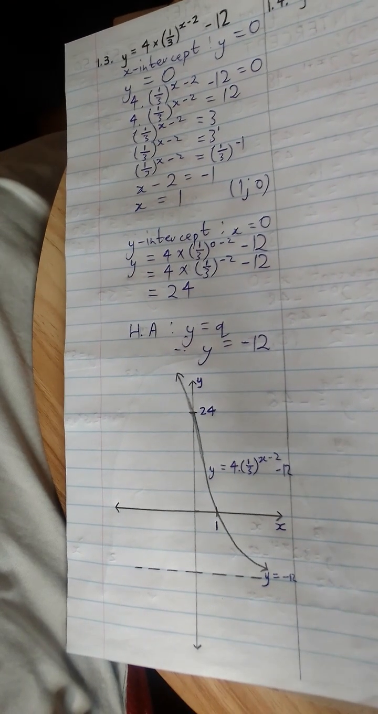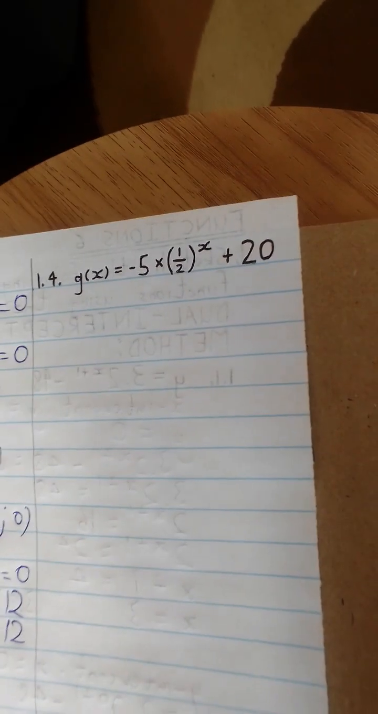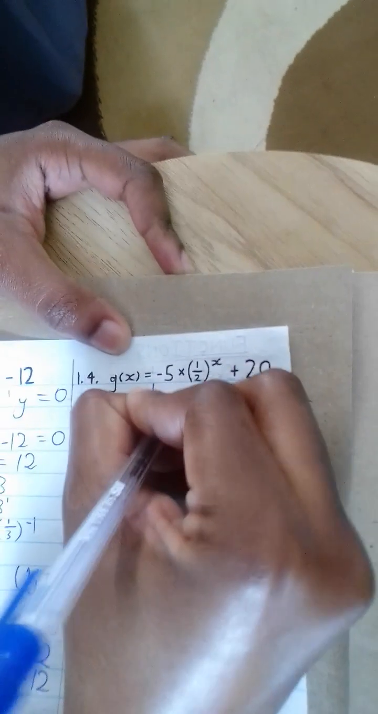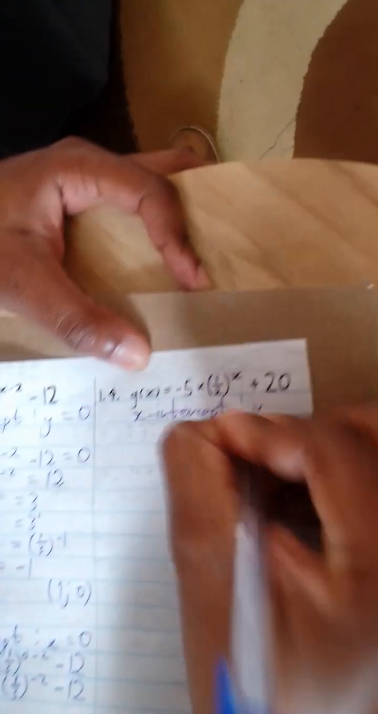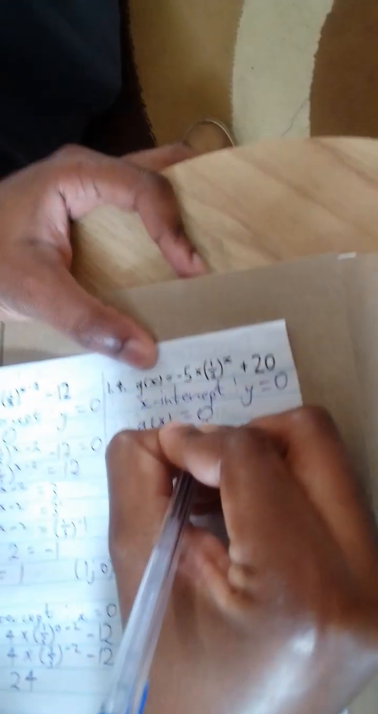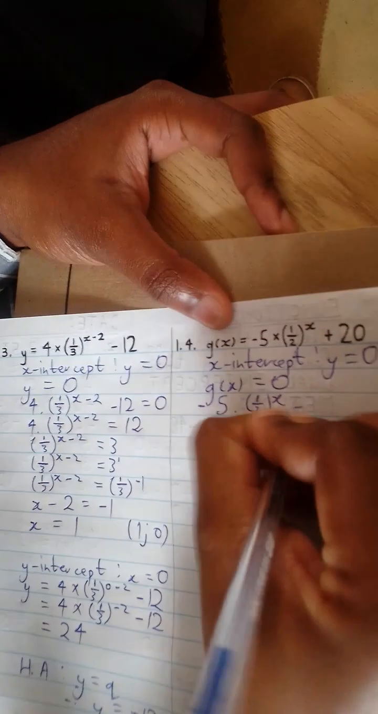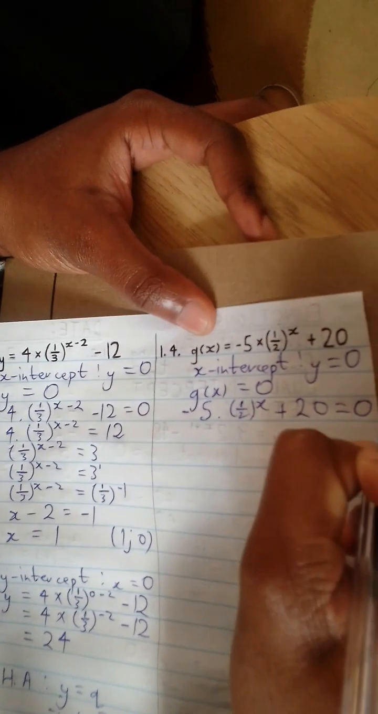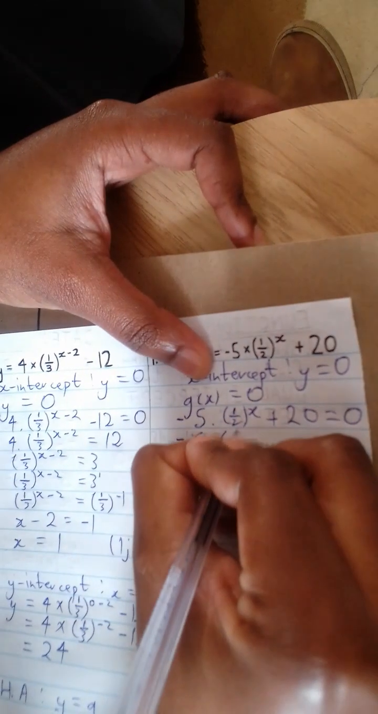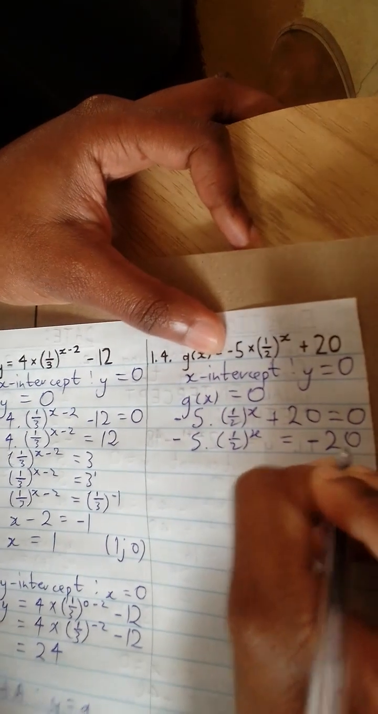Okay. g of x is negative 5 times half to the power of x plus 20. X-intercept, y is 0. g of x is 0. Negative 5 times half to the power of x plus 20 is 0. Anything with an exponent stays on the left. Negative 5 times half to the power of x is negative 20.